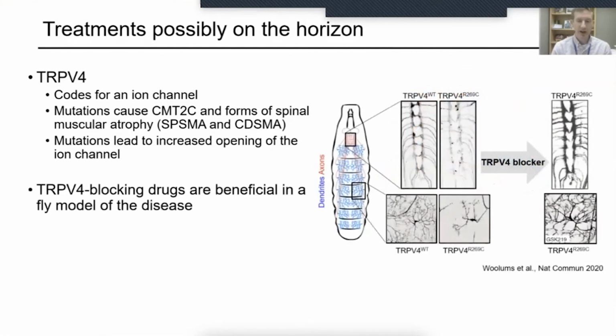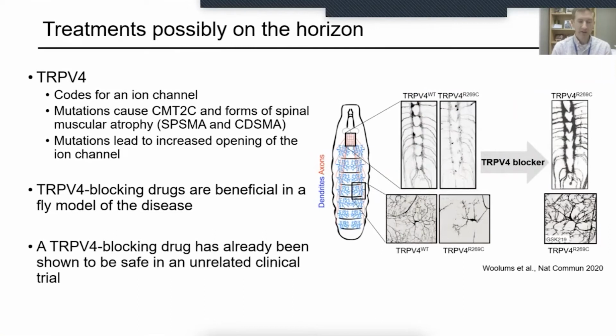And so in a fly model, we've been able to make flies sick by putting in disease forms of TRPV4, and then if we give them a TRPV4 blocking drug, we can rescue those problems with the nerves in the fly larvae here. And this is exciting because there are already TRPV4 blocking drugs that have been tested in clinical trials for other indications, and so our hope is that we can someday try these drugs on patients, because we think there's a good likelihood that they would be beneficial.